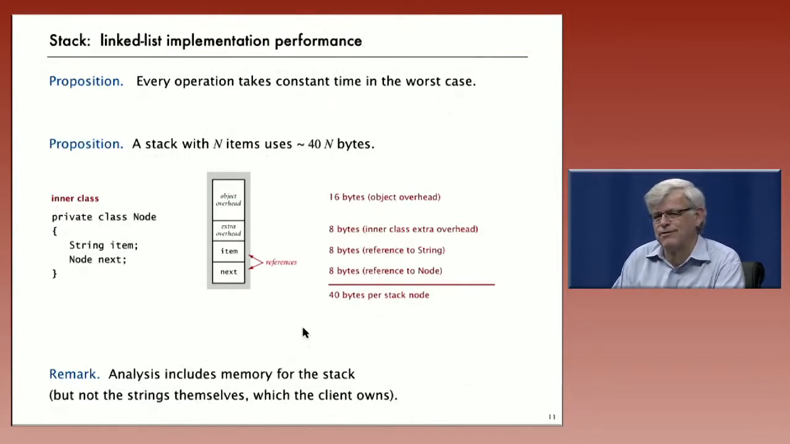There's a little extra for first, but that's about an overhead for the whole stack. But when n is large, 40n is a very close estimate to the amount of space needed. This does not include the space for the strings themselves, which are owned by the client. But with that, we can properly assess the resource usage of this implementation for different client programs.